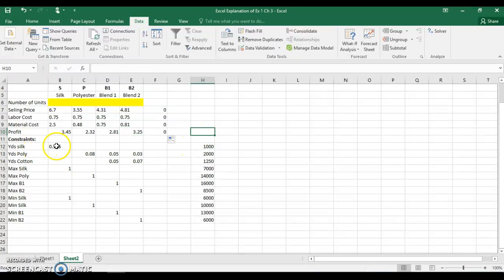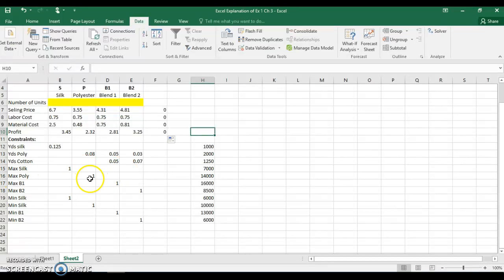Yards of silk, for S it was 0.125 S, right? And we know that that amount has to be less than or equal to 1,000, right? And this is our second constraint. And our third constraint, there's one silk tie that you have to make. For each one silk tie, it has to amount to 7,000, right? You have a maximum of 7,000 or a minimum of 7,000.